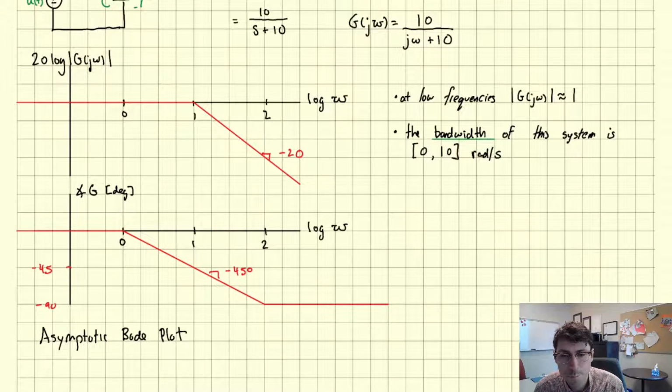And the idea being that anything in that range shows up in some sense at the output, anything outside of that range is heavily attenuated. And so if you want a more formal definition, I'll point you to a definition from the notes.